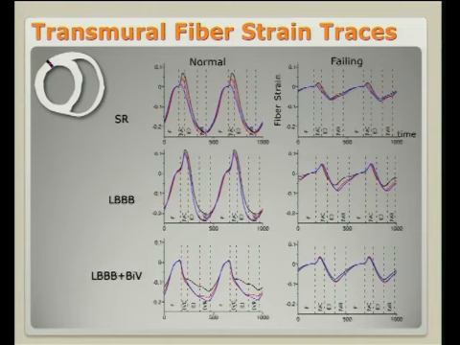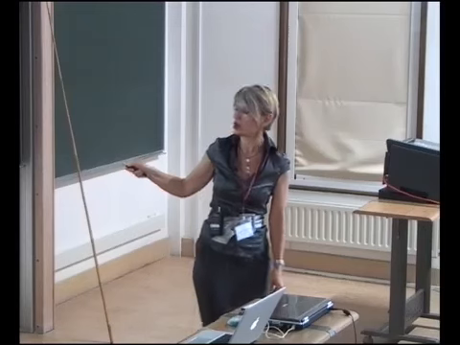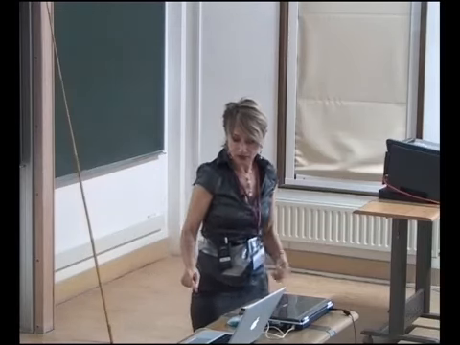And here are the fiber strain traces. They have a much smaller magnitude here. These are shown in the transmural direction. Again, this is what I showed you before. These are the new strain traces that we calculated. And here are the electromechanical delay maps. Again, I put this here just for reference. I've shown you that before.